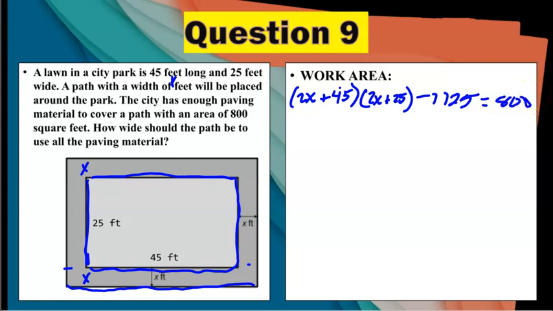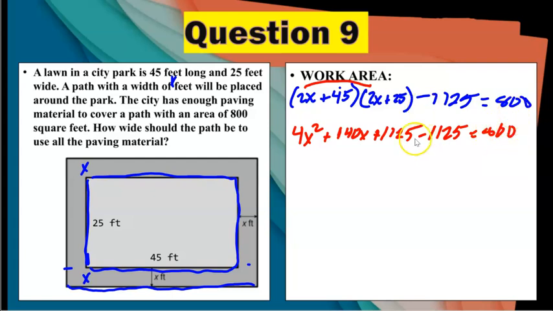So we need to FOIL this. We do 2x times 2x, which is 4x squared. And then we have 2x times 25, which is 50x. And then 45 times 2x is 90x. So 50x plus 90x would give you 140x. And then we have 45 times 25, which is a positive 1,125. And then we have this minus 1125 equaling 800.